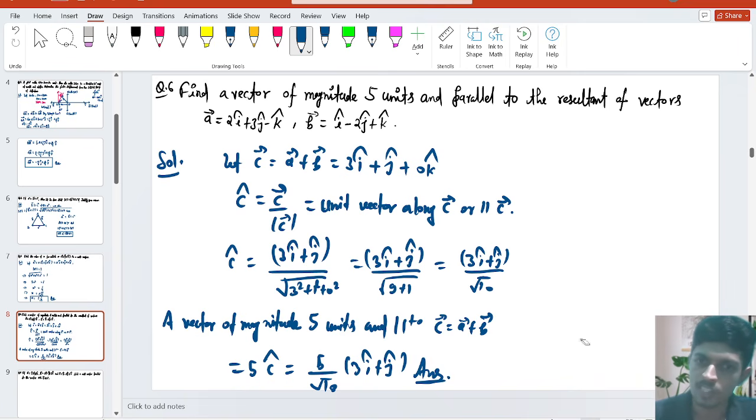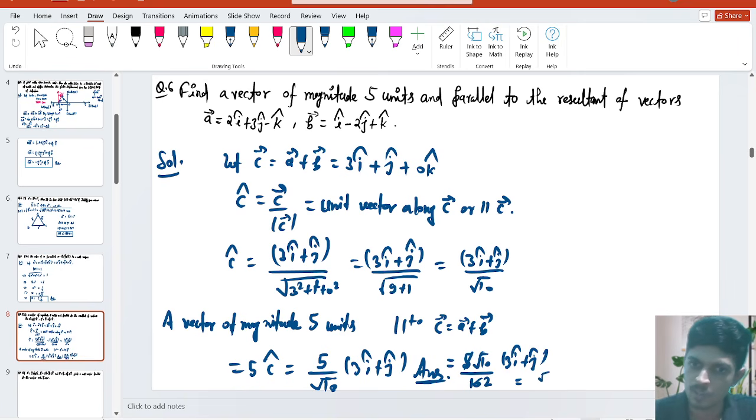Here this is a 5. Also multiplying in numerator and denominator by root 10, you get 5 root 10, and root 10 times root 10 becomes 10, so writing in the denominator you get 3 i cap plus j cap. So the answer is 5 root 10 upon 10, or root 10 by 2 times 3 i cap plus j cap. This is also an answer. Okay, so this is our answer.